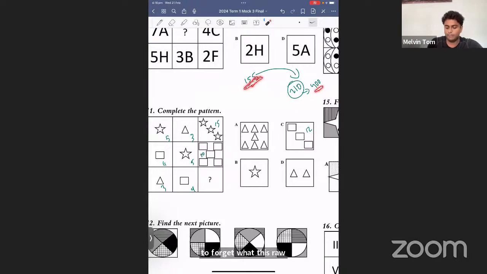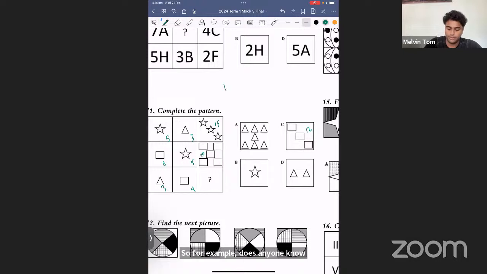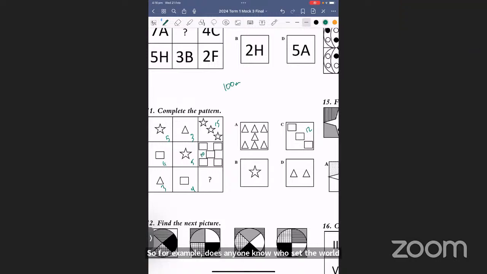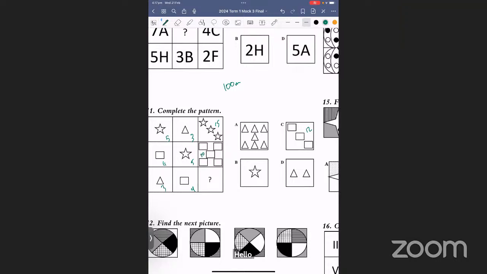So both these numbers are not essentially correlated to the GATE exam. It's like me asking any of you, for example, does anyone know who set the world record for the 100-meter sprint? Well, Usain Bolt. All right. Now, when's the next Olympics going to happen? Does anyone know? August. This year? This year, 2028. September. It's this year.